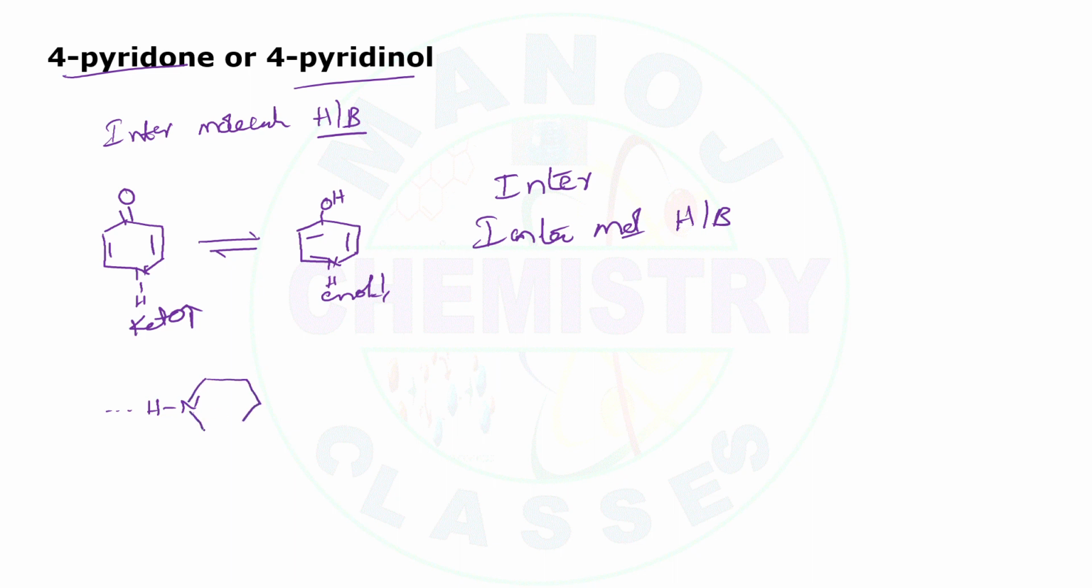Yeah, this one will be like this. Here there will be a double bond O, and this one will be hydrogen bonding with the hydrogen attached to the nitrogen atom of the second 4-pyridone molecule. So this is the intermolecular hydrogen bonding. Due to these reasons, in these two cases, 4-pyridone and 2-pyridone, the keto content will be more than the enol content.